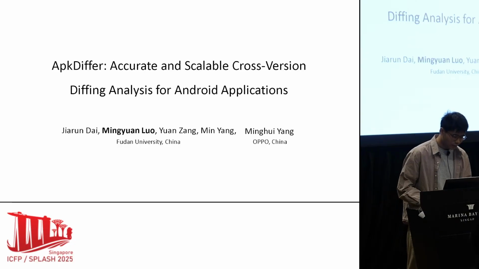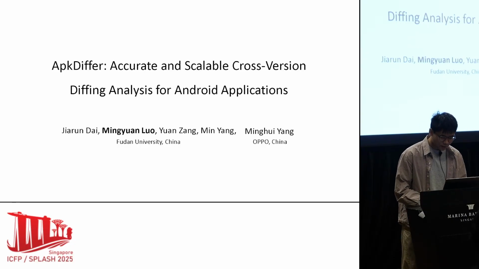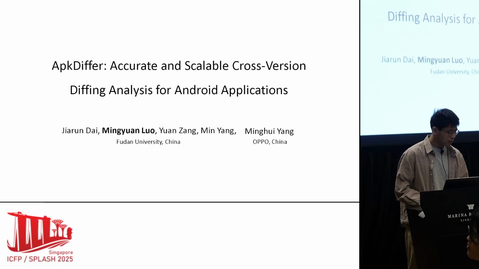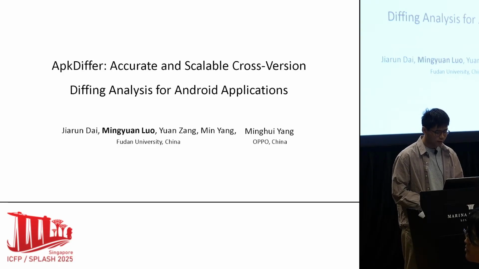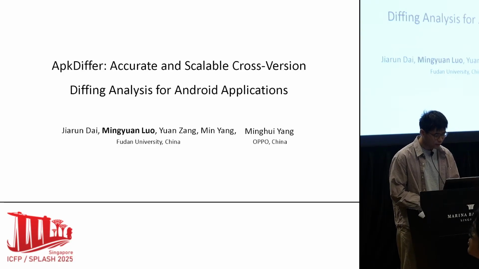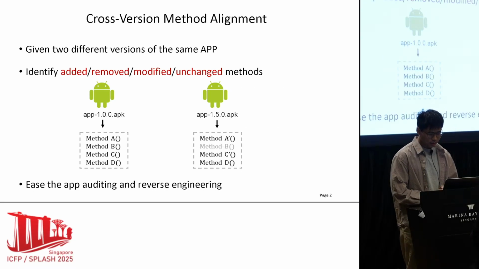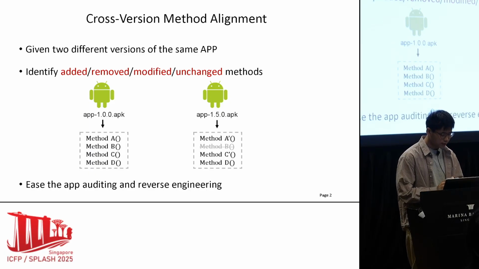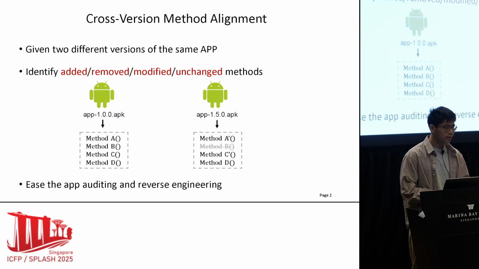Introduction. My name is Mingyuan Luo from Fudan University. Today I'm here to present ApkDiffer, a novel tool for accurate and scalable cross-version diffing analysis for Android applications. In a nutshell, ApkDiffer takes two different versions of the same application and precisely identifies methods which have been added, removed, modified, or remain unchanged.